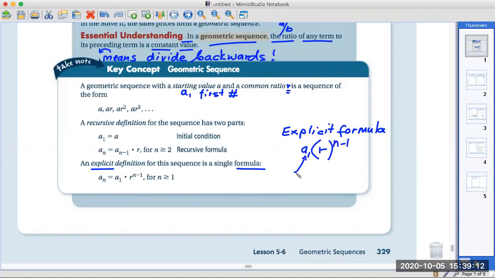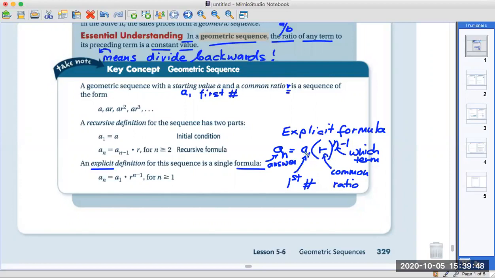So you take the first number in your sequence, you need the common ratio, and the letter n means which term are you looking for? What number? Is it the 50th, the 51st? Which term do you need to find? And then a sub n means answer. This is just the answer. So these are those symbols, yeah?